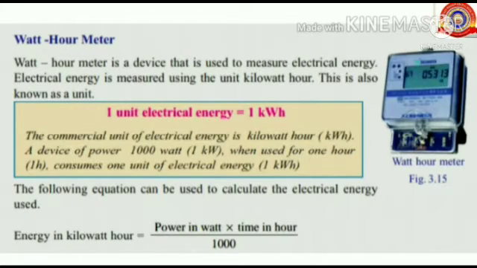A device of power 1000 watt when used for 1 hour consumes 1 unit of electrical energy. And the equation to calculate the electrical energy is energy equals power in watt into time in hour divided by 1000. This equation is used to calculate the electrical energy that we used in our houses.